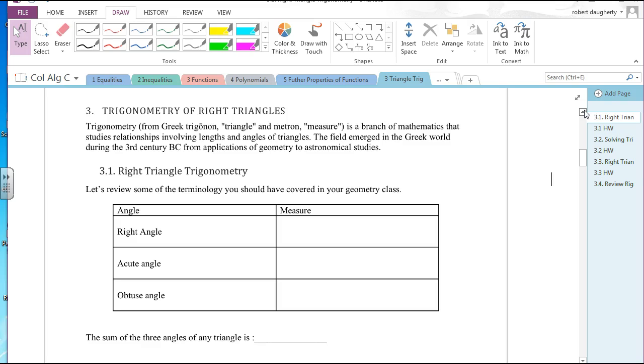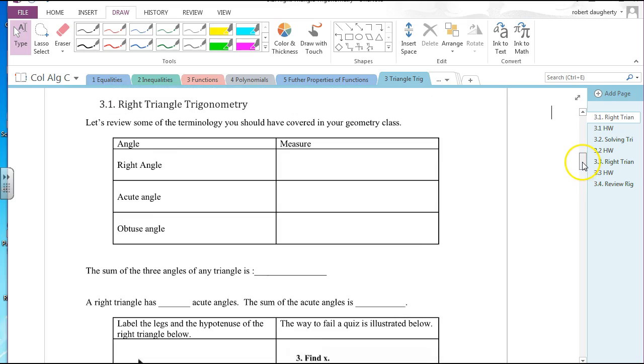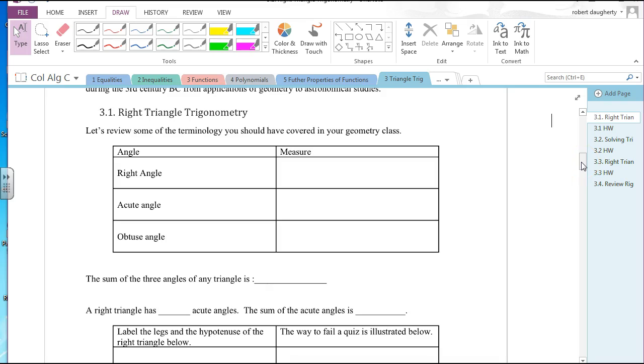So let's review some things that you should know already. What is a right angle? How do you know an angle is a right angle? It has the square, but more importantly and precisely, it is a 90-degree angle, okay? What is an acute angle? Right, it's an angle that has a measure less than 90 degrees. And an obtuse angle, right, so it's more than 90, less than 180.